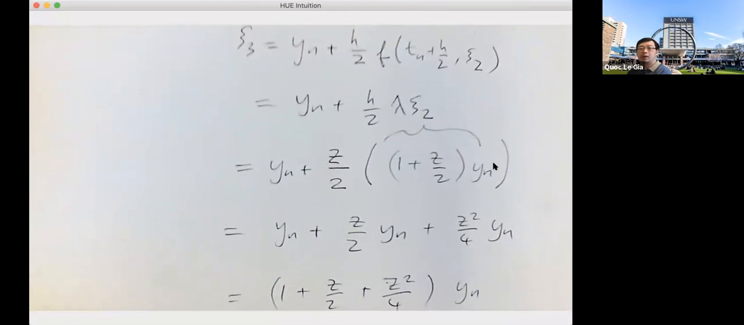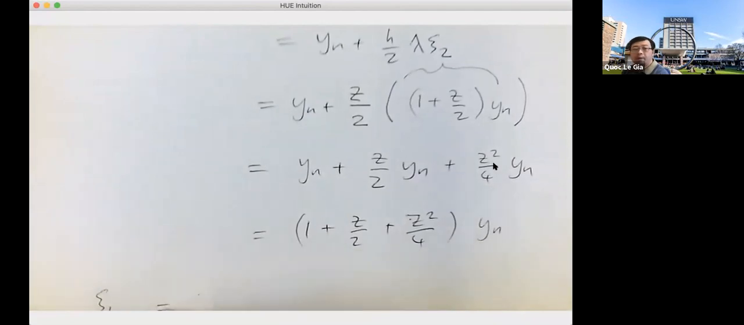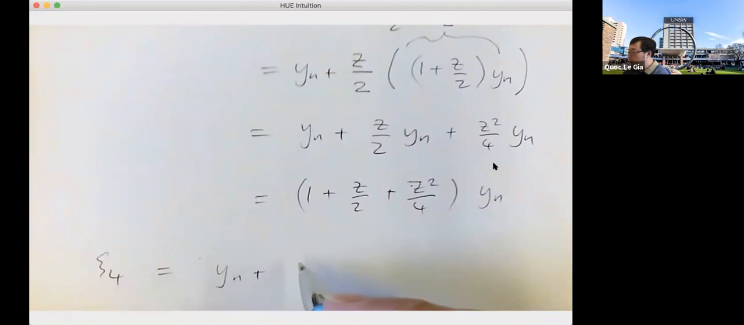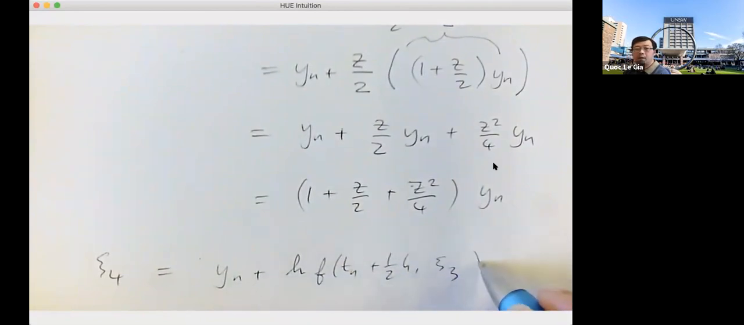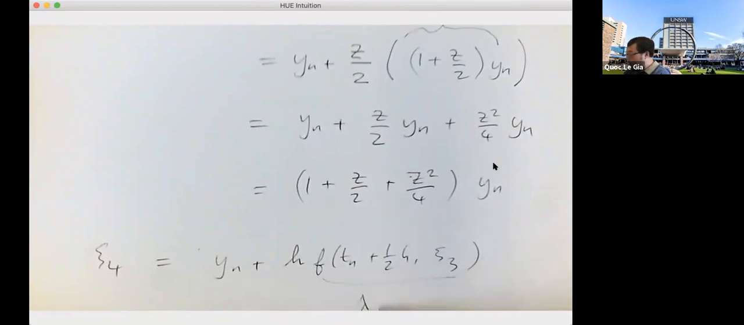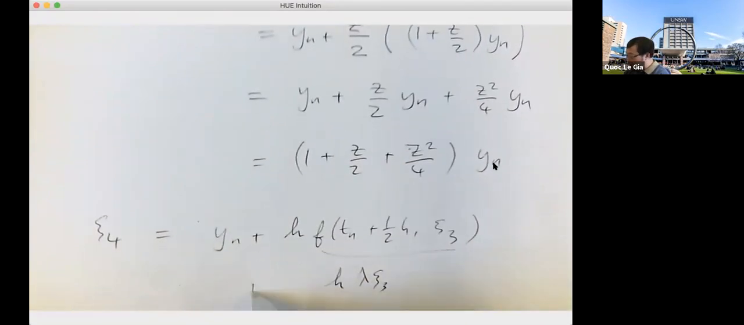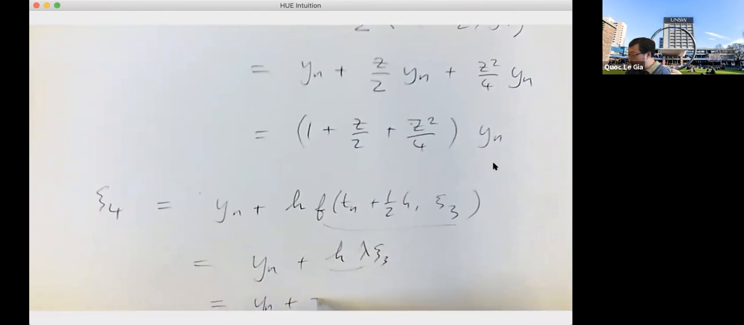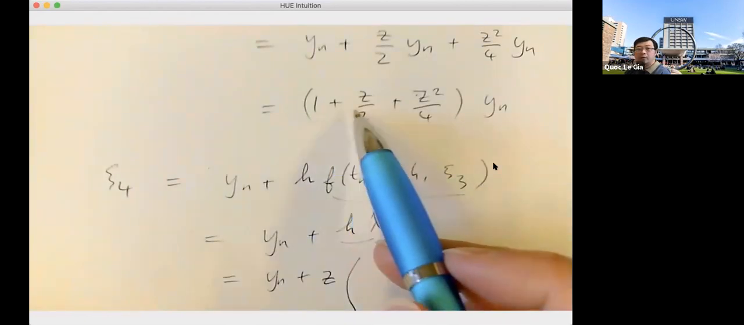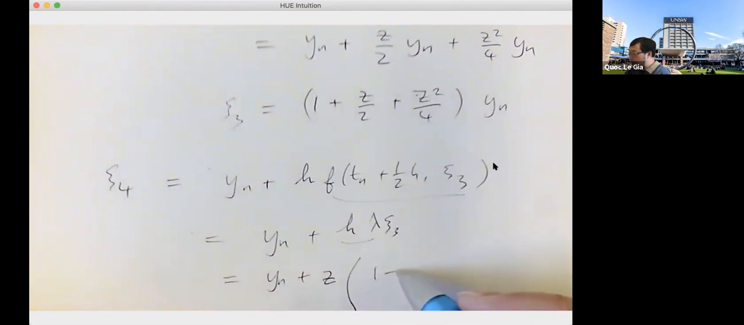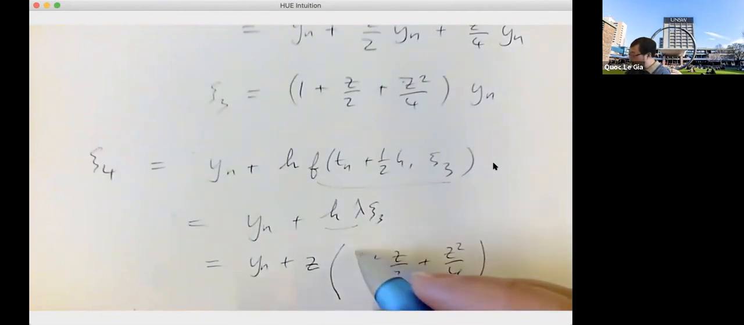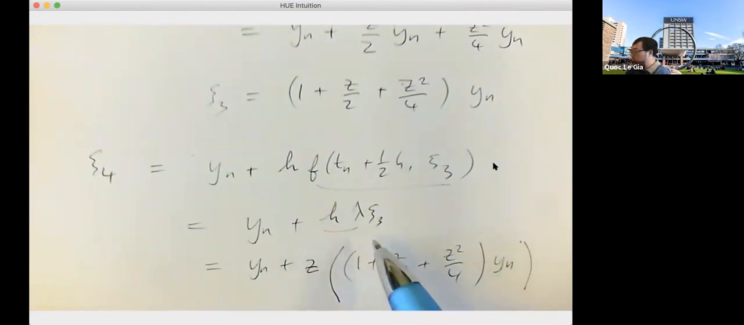Okay, so the whole sequence here. And then the last one will be xi4. So what is xi4? Xi4 will be yn plus, okay, you don't have anything for xi1, nothing for xi2, but something for xi3. So f of Tn plus 1/2 h xi3. And then you replace this one by lambda xi3, yn plus h lambda xi3. Now you put it in. This one is z, since h lambda is just z, and xi3 is the one that you had before. So then you got 1 plus z over 2 plus z squared over 4, times yn. Okay, this is my xi3.